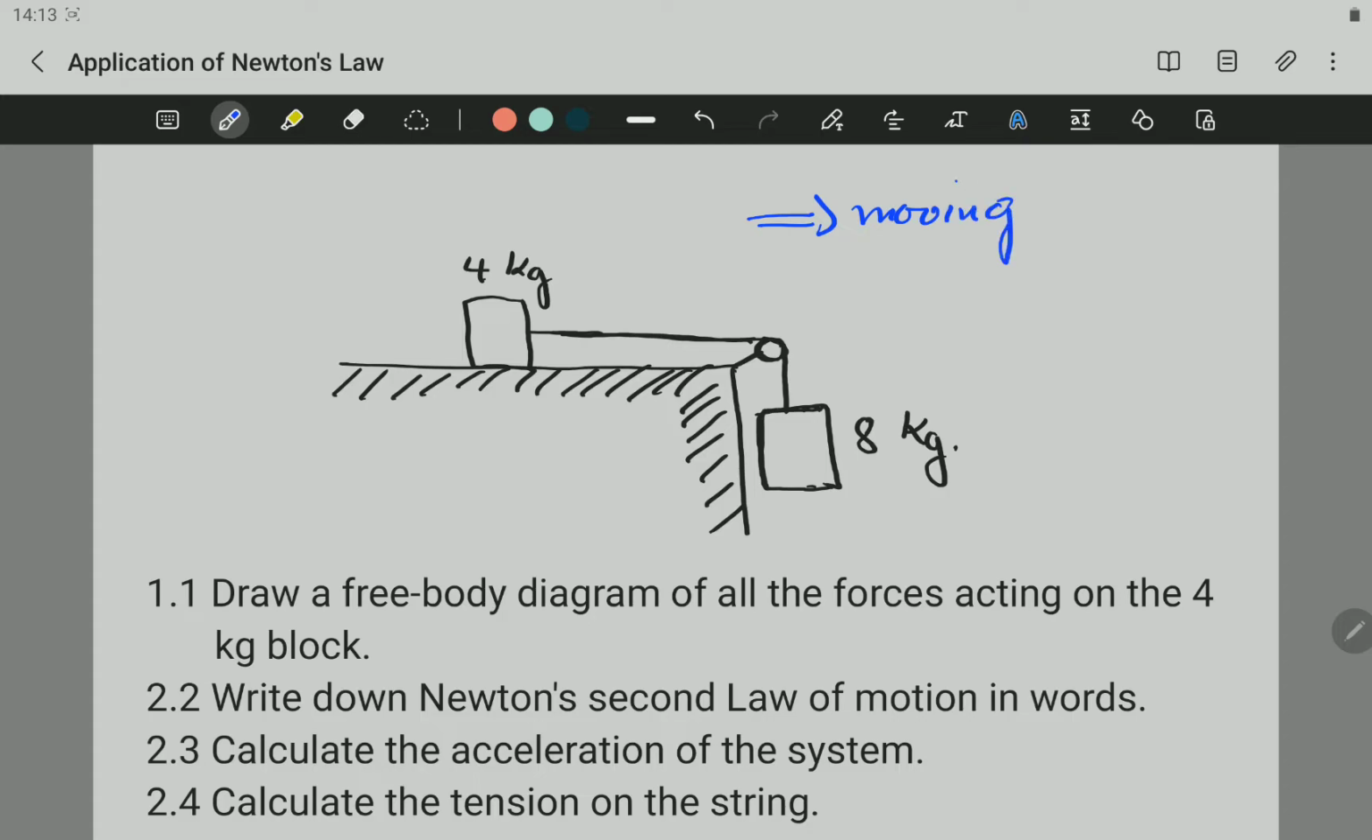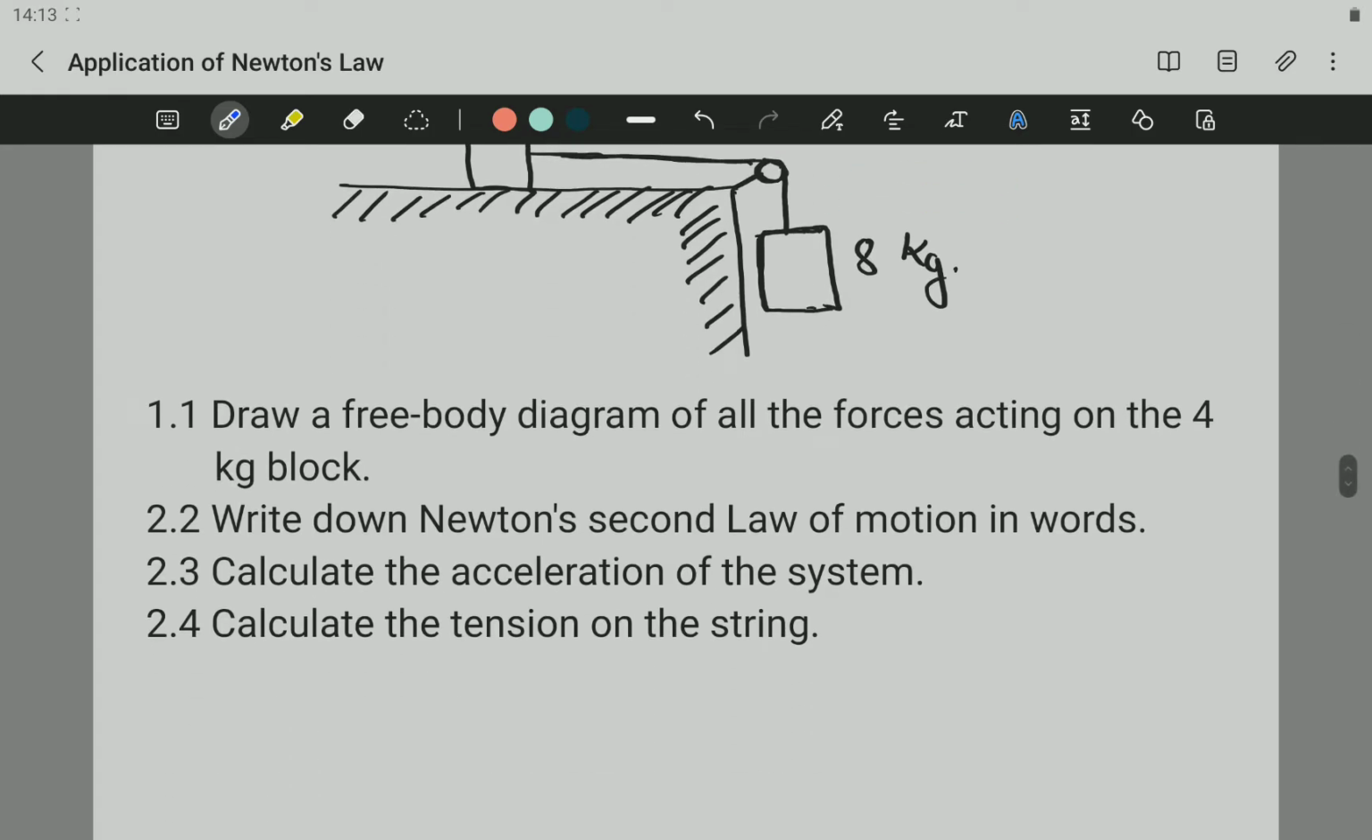All right. Question 1.1. Draw a free body diagram of all the forces acting on the 4 kilogram block. Then there is a problem with the numbering here. This is 1.2, 1.3, 1.4. The number is not really a big problem. 1.2, write down Newton's second law of motion in words. 1.3, calculate the acceleration of the system. And 1.4, calculate the tension on the string.